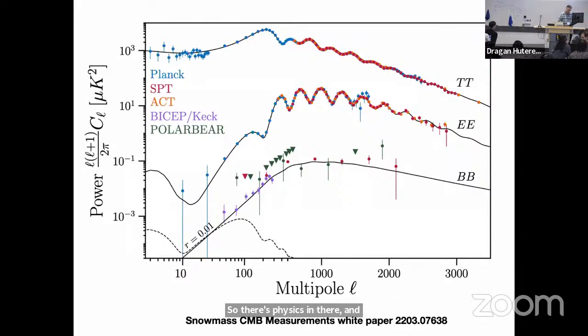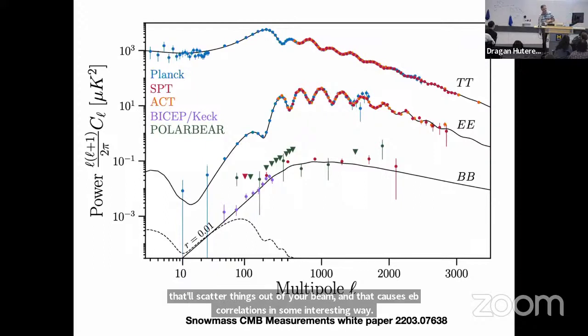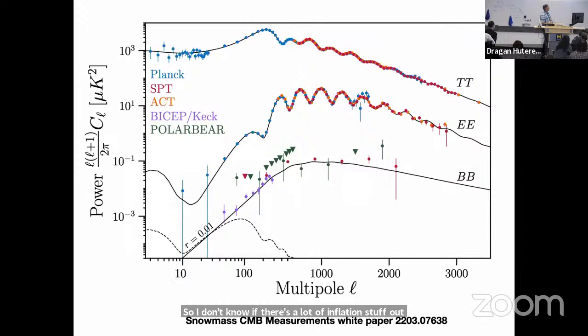I don't think we're going to talk about it tomorrow, but the other thing that's out here is a whole zoo of second order effects. Because you can get all sorts of E turning into B from any propagation effects. For instance, if you go through a cloud of electrons, that'll scatter things out of your beam, and that causes EB correlations in some interesting way. I don't know if there's a lot of inflation stuff out there. I don't think we're going to learn anything about inflation from out there, but maybe Joel can take that one up.